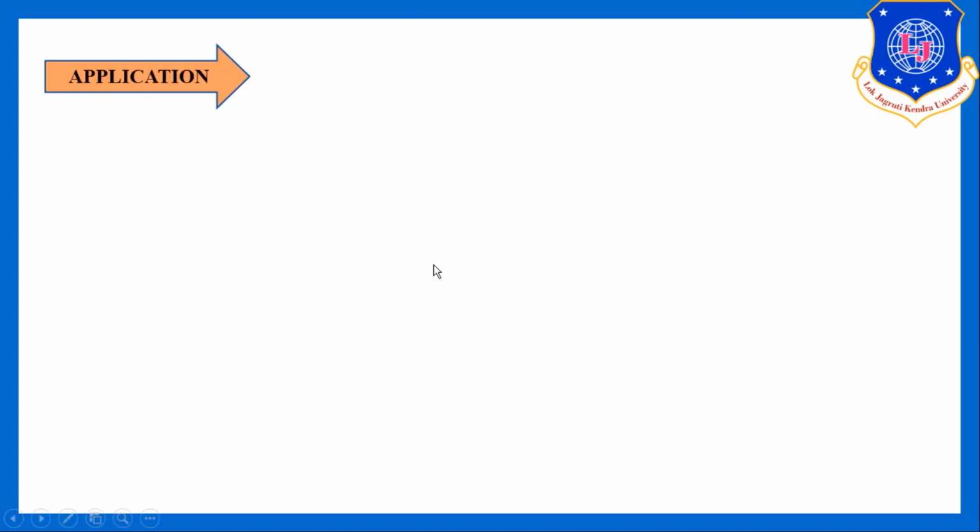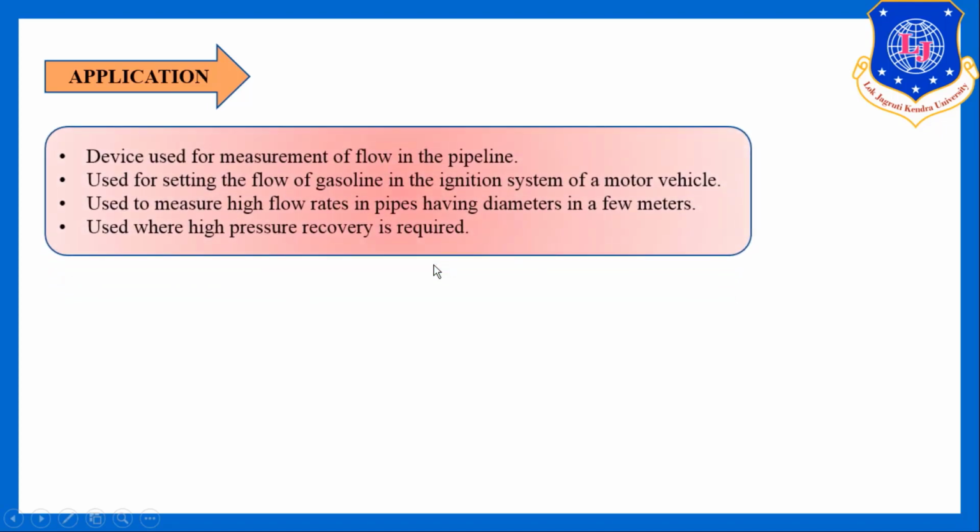Now let's see the applications of the venturimeter. A venturimeter is a device used for measurement of flow in a pipeline. It is also used for setting the flow of gasoline in the ignition system of a motor vehicle. It is also used to measure high flow rates in pipes having diameters of a few meters, and where high pressure recovery is required. So these are the applications of the venturimeter.